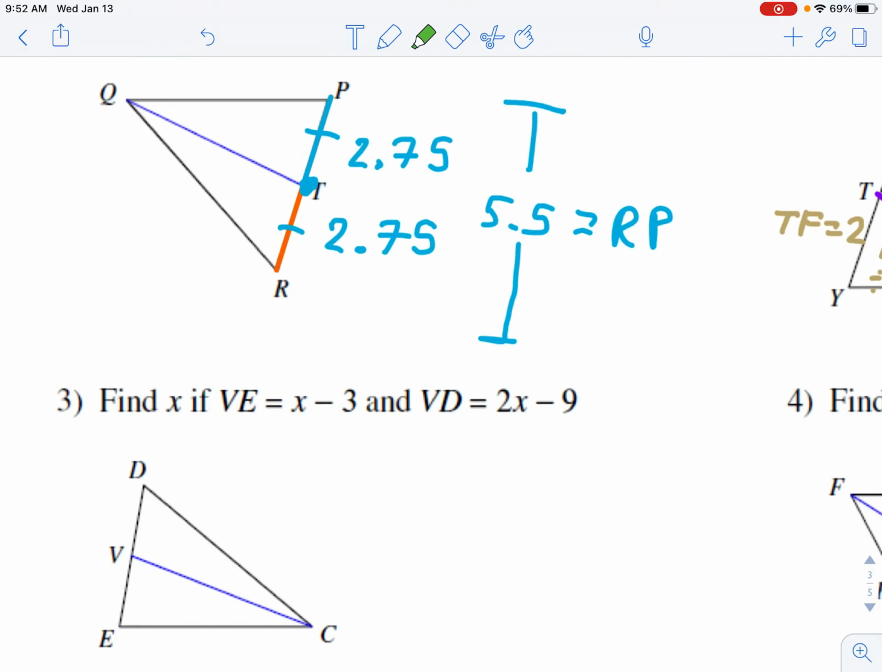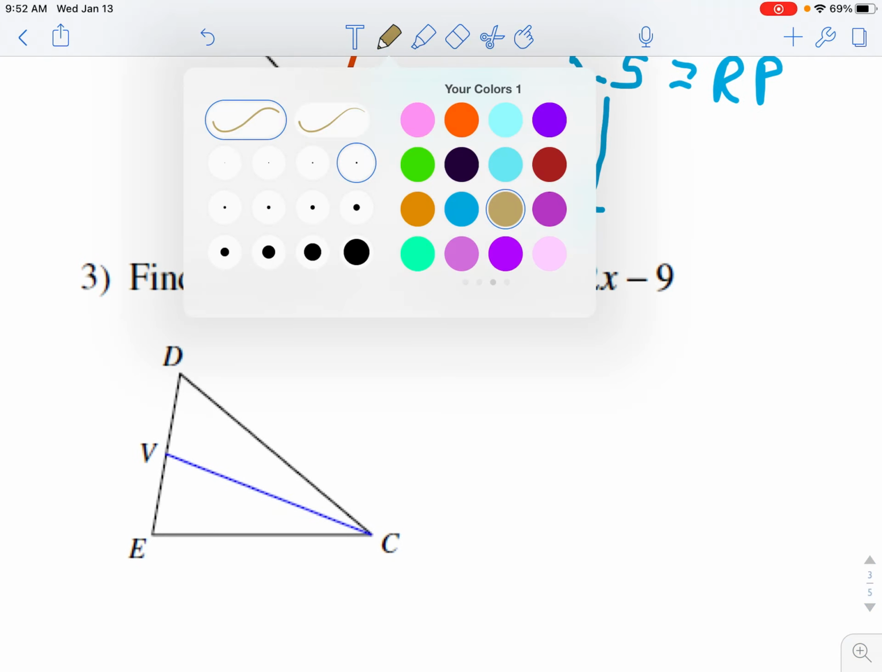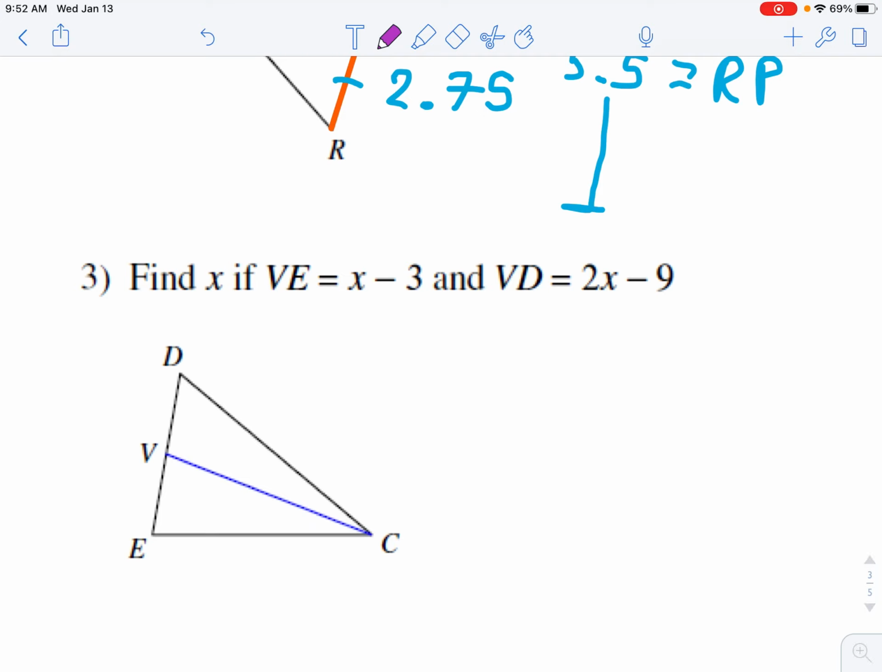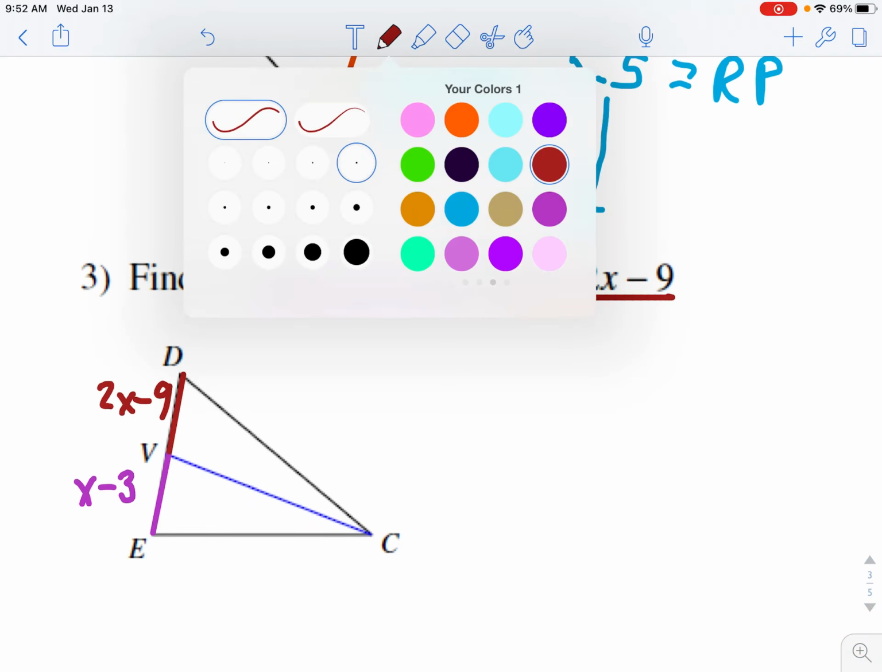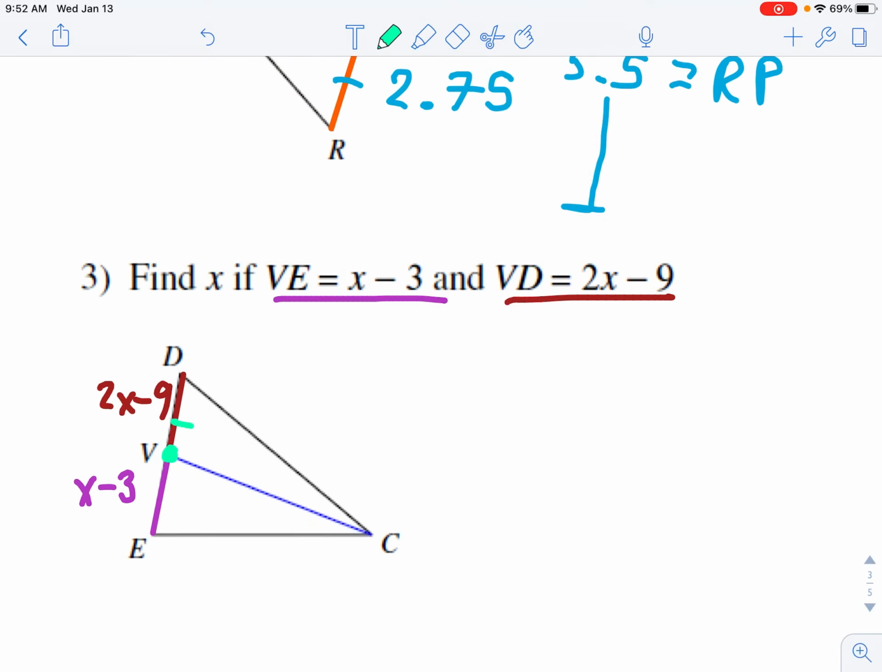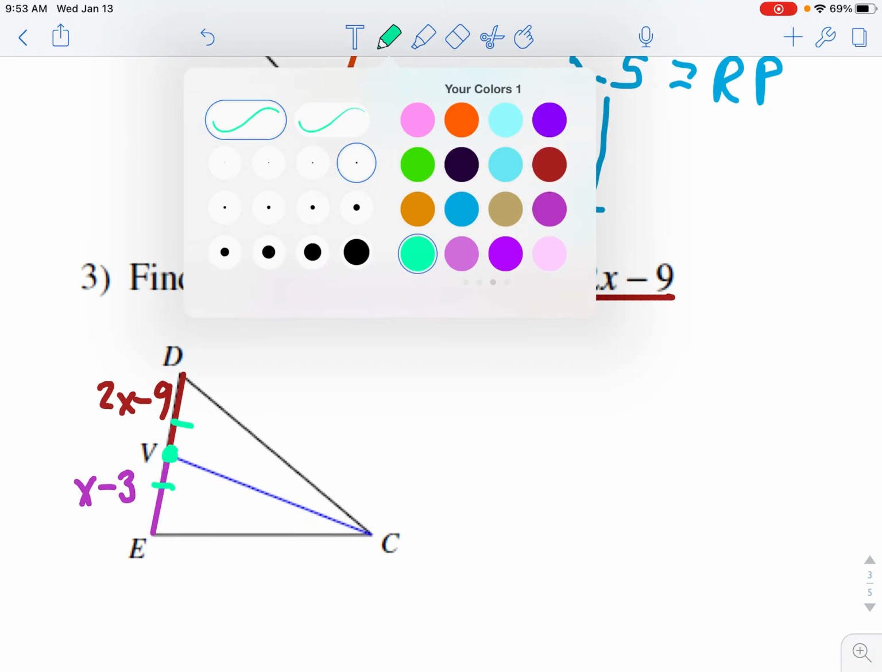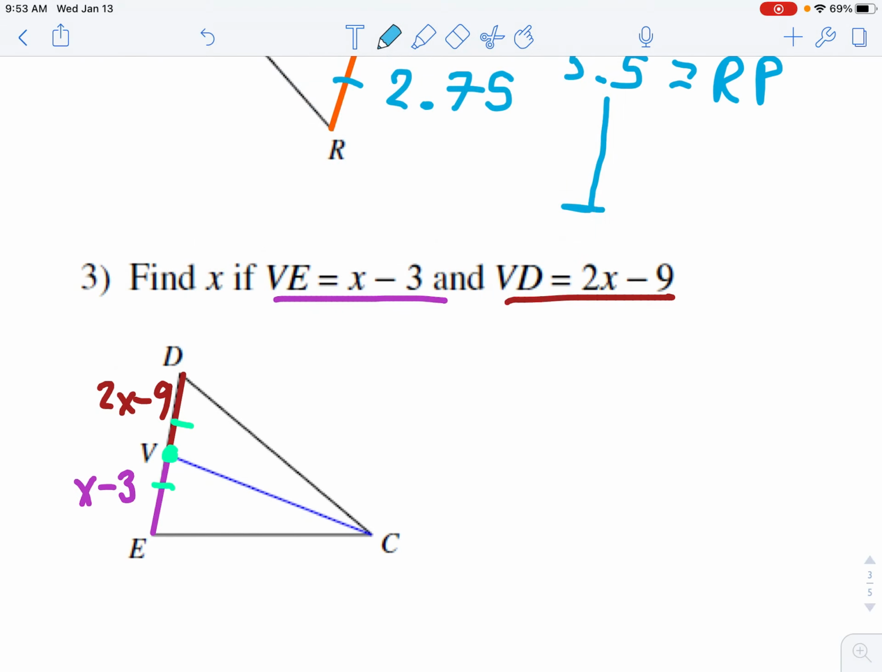All right. I really like this problem because it reviews stuff we were doing at the beginning of the school year. We need to find x if VE equals x minus 3 and VD is 2x minus 9. All right, now remember, these are medians, so these are midpoints. So since it's the midpoint, both of the sides are just going to equal each other. So if I can set up this blue equation, I'm in really good shape.